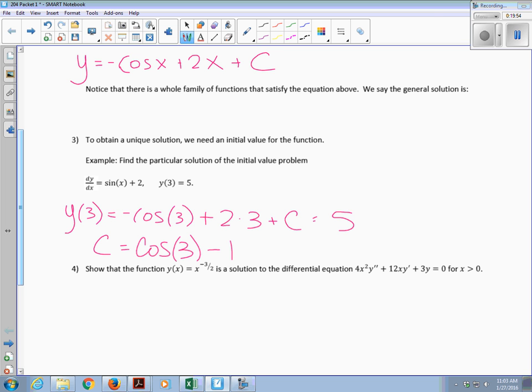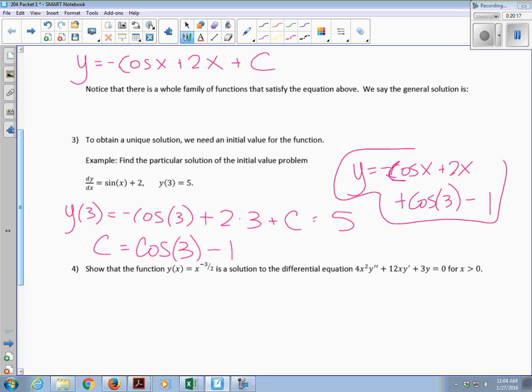Okay, so it's tempting to just circle C as your answer, but remember the answer is always a function. So the solution to the initial value problem is the function negative cosine x plus 2x plus the cosine of 3 minus 1. So it's the general solution. I just replaced the c with what we solved for when we used the initial value.